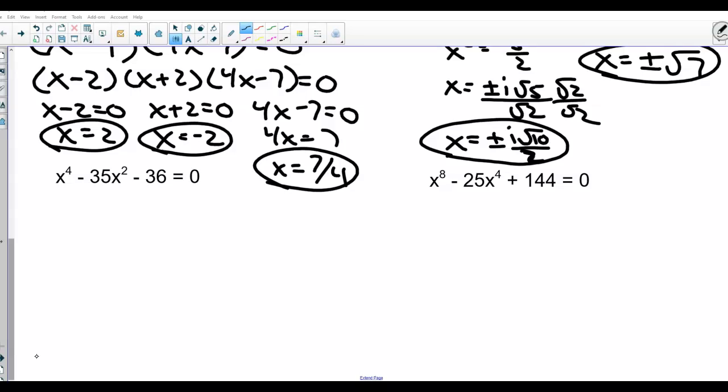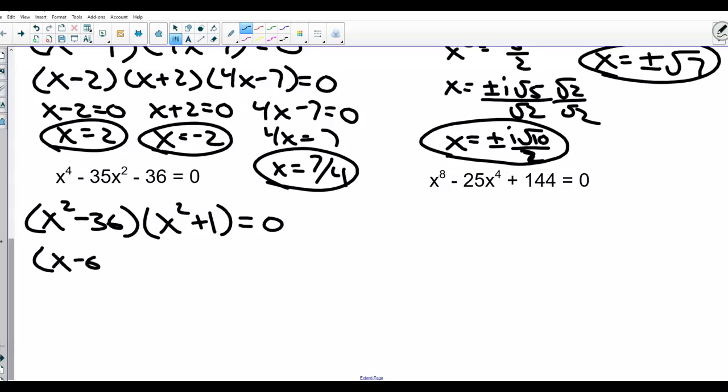So, here, my factors of 36 that combine to be a 35: x squared minus 36, x squared plus 1. Be very aware, you cannot factor a sum of two squares. There's nothing you can do with that. You can factor a difference of two squares: x minus 6, x plus 6, x squared plus 1.